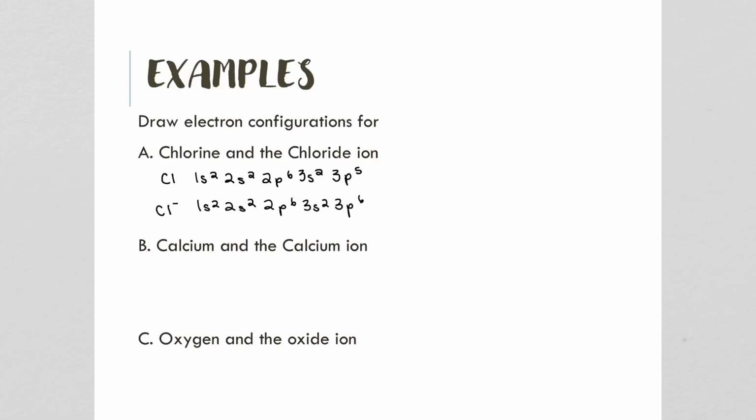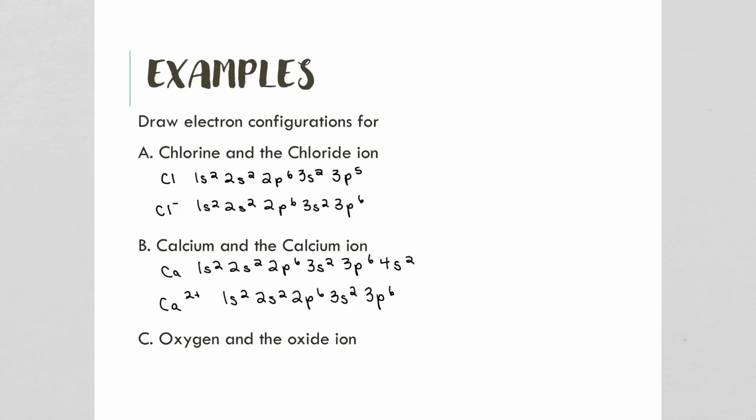So the next one we're being asked to do is calcium and the calcium ion. So calcium is 1s2, 2s2, 2p6, 3s2, 3p6, and then 4s2. But the calcium ion loses 2 electrons to become just like argon. So we're going to write Ca2 plus is 1s2, 2s2, 2p6, 3s2, and 3p6.